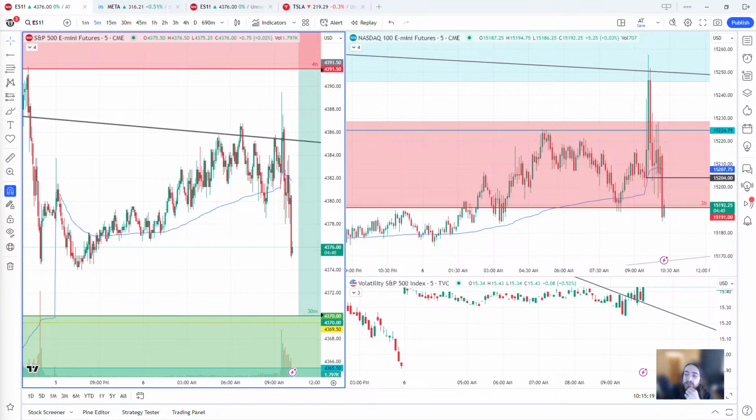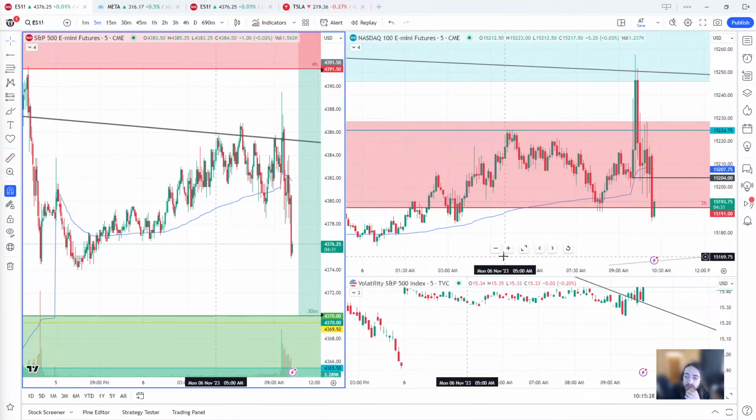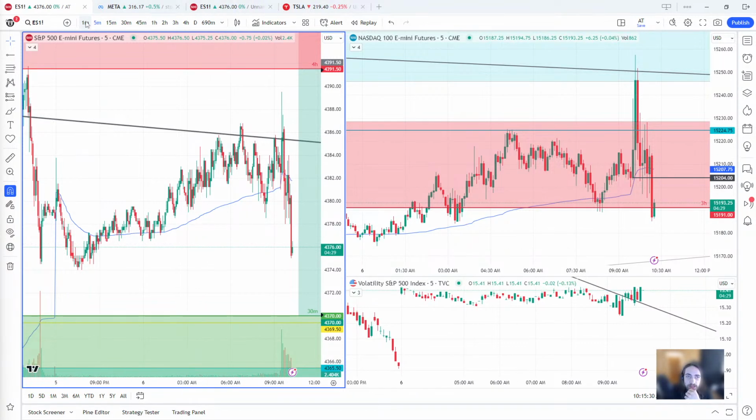Where are we at? I'm waiting. I'm not getting in yet. Obviously, you would want to short on some type of bounce like this, because you don't want to short down here. You want to short on some type of pullback. But I'm gonna sort of wait on this.